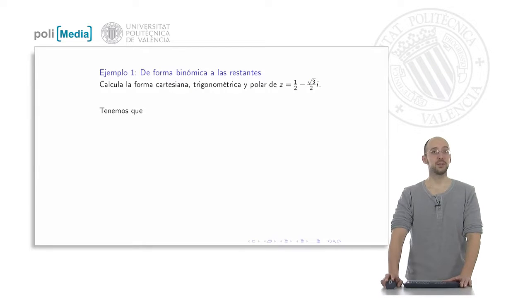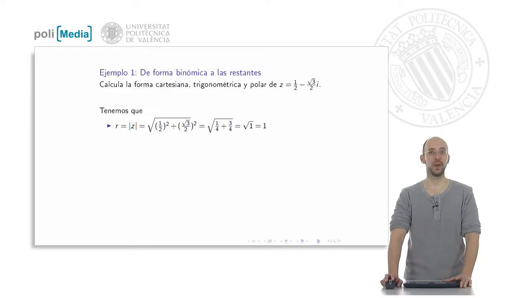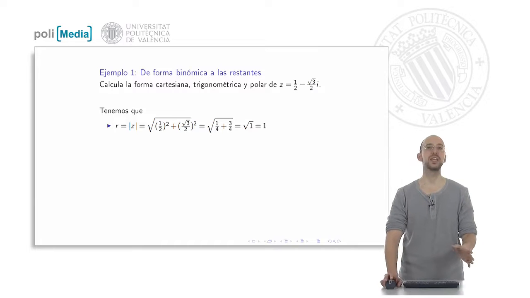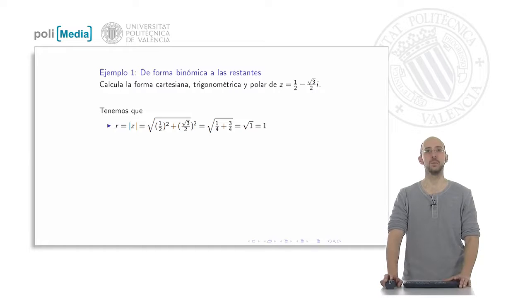We want to calculate this complex number in Cartesian, trigonometric, and polar form. Let's first calculate the modulus and argument of this complex number. Remember, the modulus is the square root of the real part squared plus the imaginary part squared. That is, in this case it would be a half squared plus root of 3 divided by 2 squared. Notice that here the sign of the imaginary part does not affect anything because it is squared. Therefore, it would be equal to the square root of 1/4 plus 3/4, or what is the same, the square root of 1, which is 1. Therefore, the modulus would simply be 1.